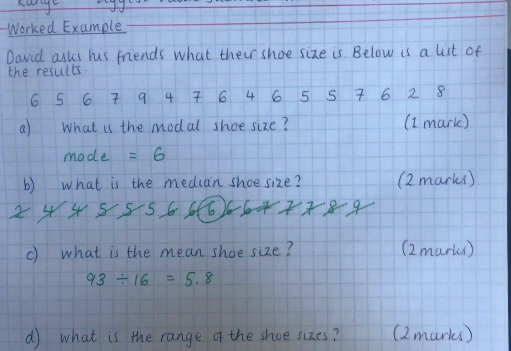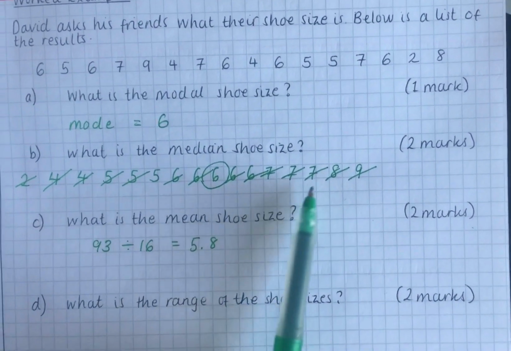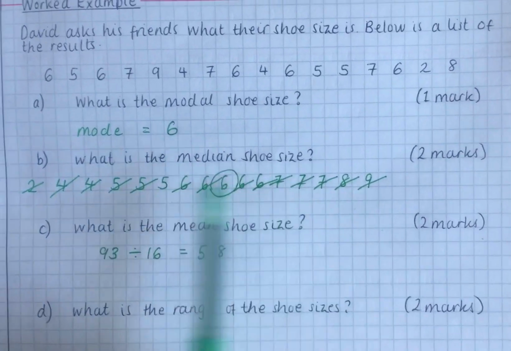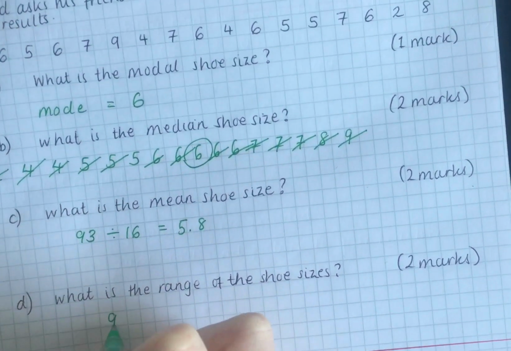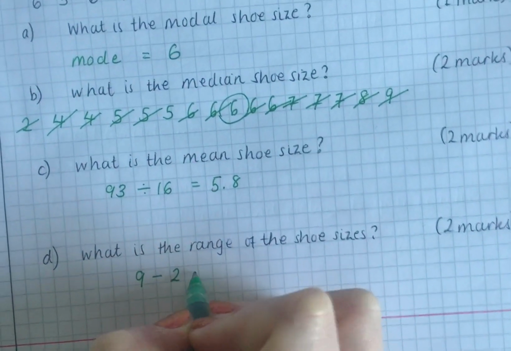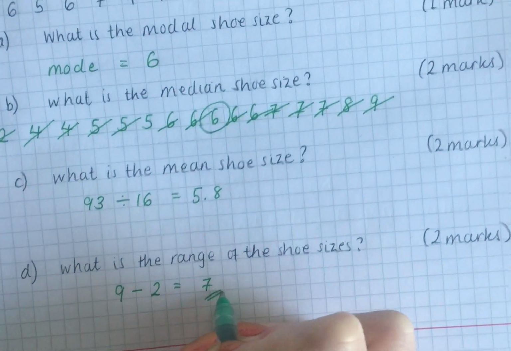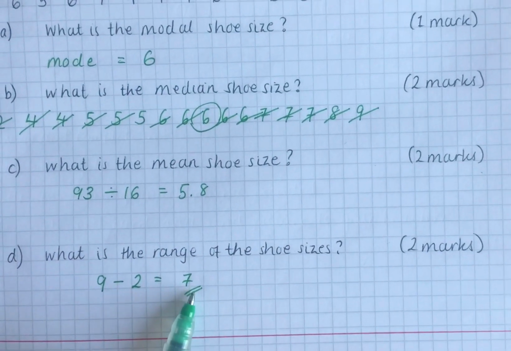Now the range of the shoe sizes is the biggest take away the smallest. Now when we've ordered these, it's very clear to see what the biggest and smallest are, and you subtract them. So 9 minus 2 is 7. So our range is 7. So that means the spread of our data is 7.